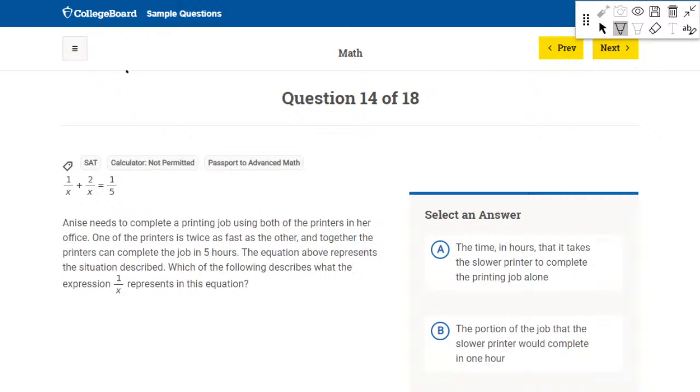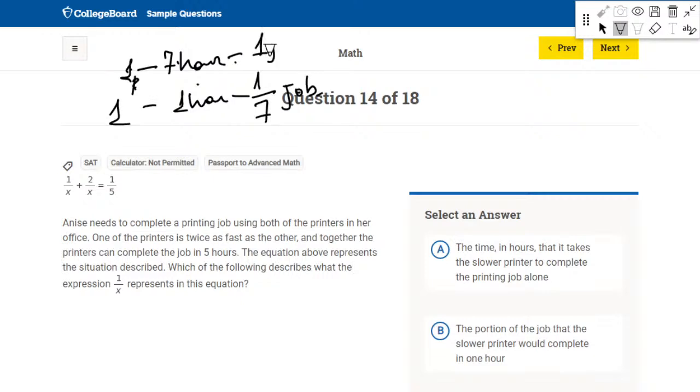If one printer does the job in, let's say, 7 hours, then it means that in 1 hour the same printer would do 1/7 of the job, right? So one printer in 7 hours makes one job, or one printer in 1 hour makes 1/7 of the job. So here we have 1/x, 2/x.